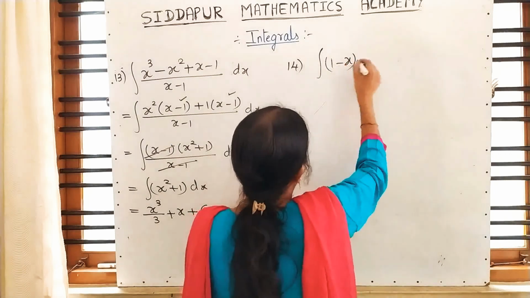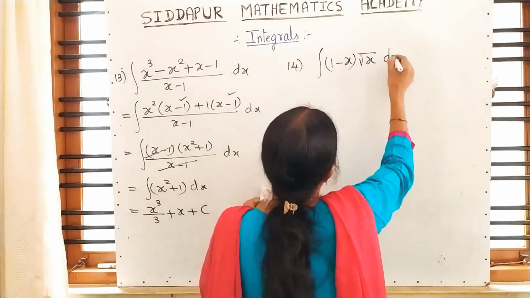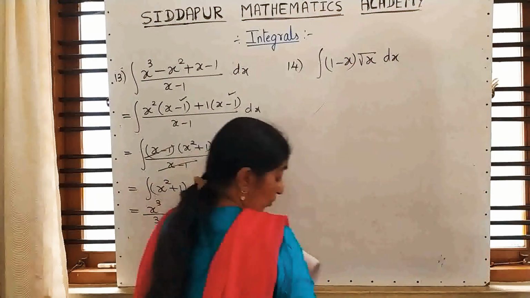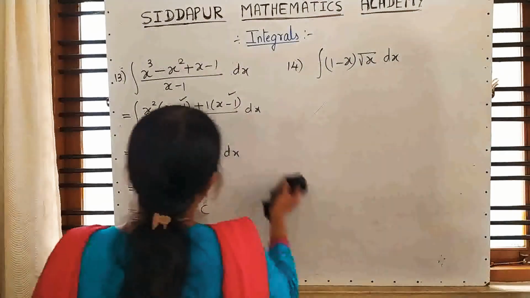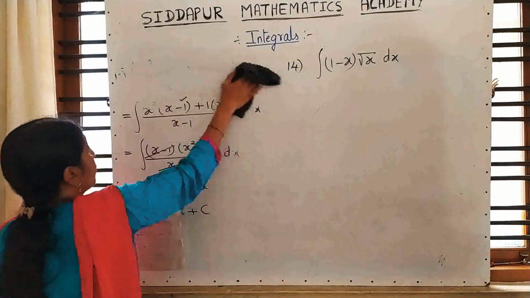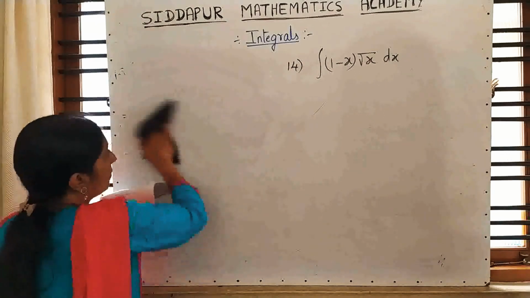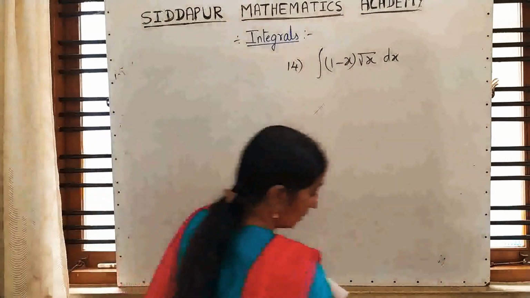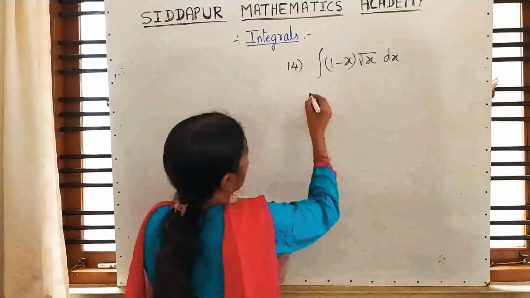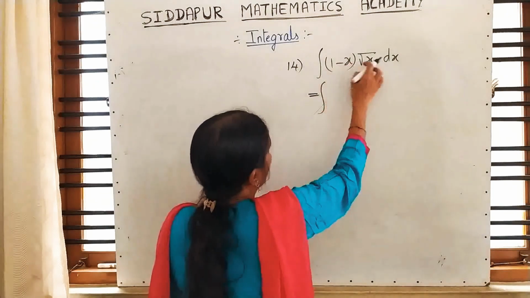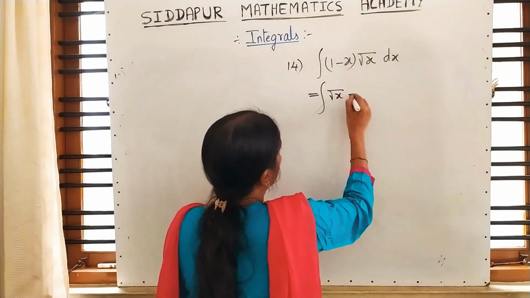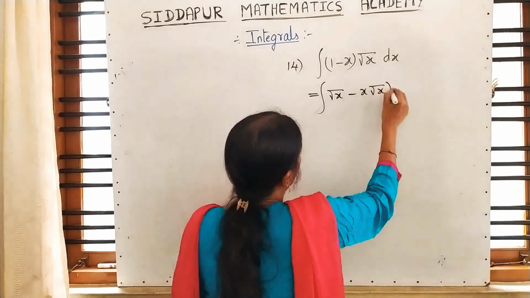1 minus x into root x. We don't have a product rule. So product rule, we are not familiar with in integration. By parts is there, but it is not applicable for all. Again there is a little bit of change. Here I removed the bracket. 1 into root x is root x minus x into root x.